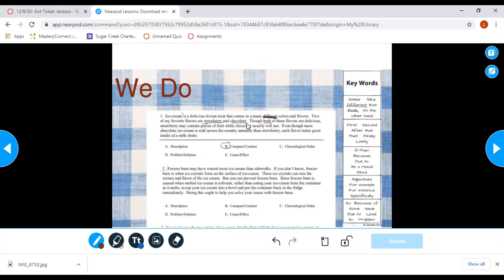We're talking about two things. That was another thing that you could have used to help you identify what the text structure was. It's talking about chocolate and strawberry ice cream. Those are our favorite flavors. It says both of these are delicious. It talks about how they're both delicious, right? But then it talks about how they're different too. Strawberry may contain pieces of fruit while chocolate usually will not. That is the difference as well. So compare and contrast, we know that it's talking about similarities and differences.